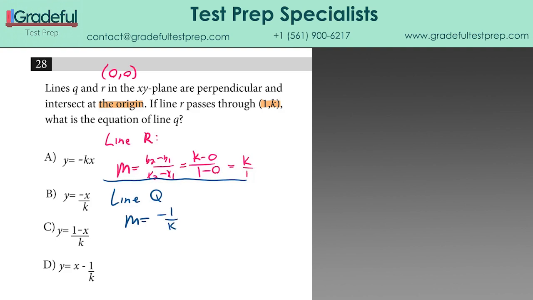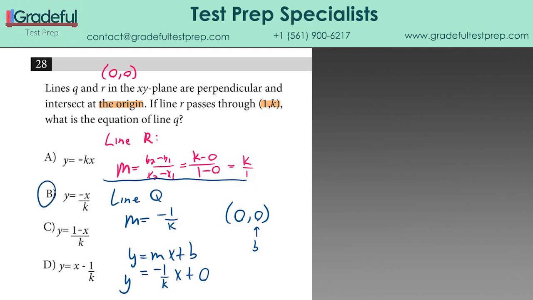Now, line Q passes through (0, 0). So this can be thought of as the y-intercept. The y-intercept is the place where x is 0. So if we do it as y equals mx plus b, the m is negative 1 over k, and the b is 0. And so we have y equals negative 1 over k times x, which is mathematically equivalent to negative x over k, so the answer for 28 is B.